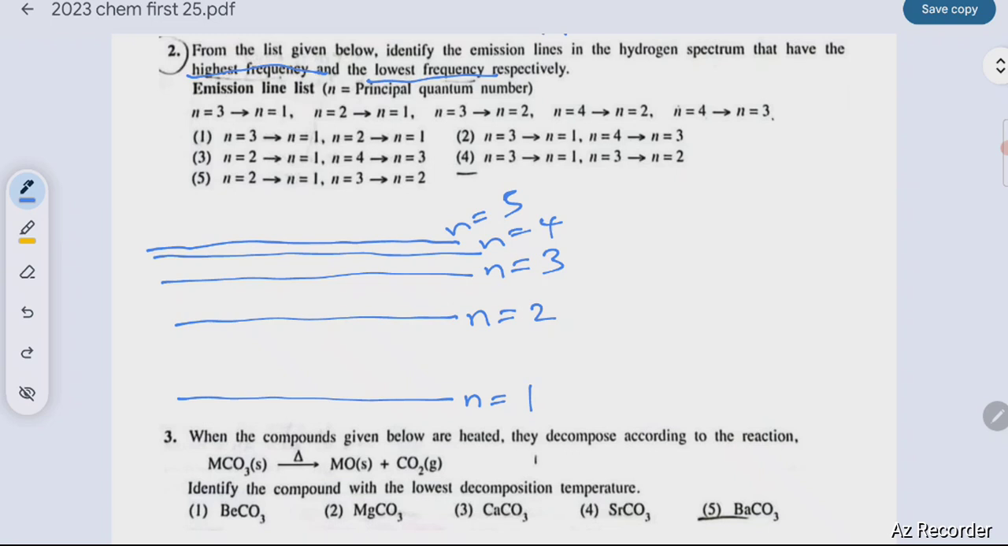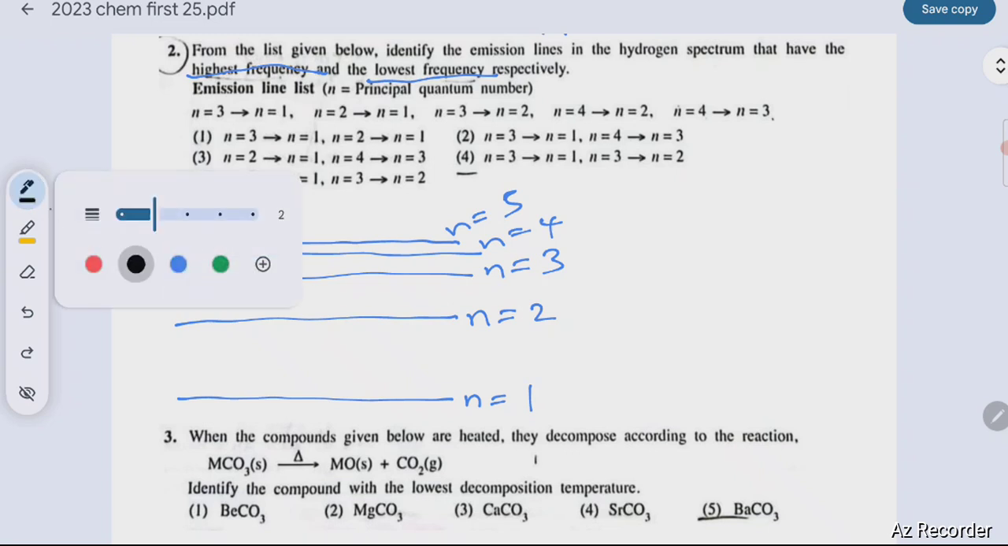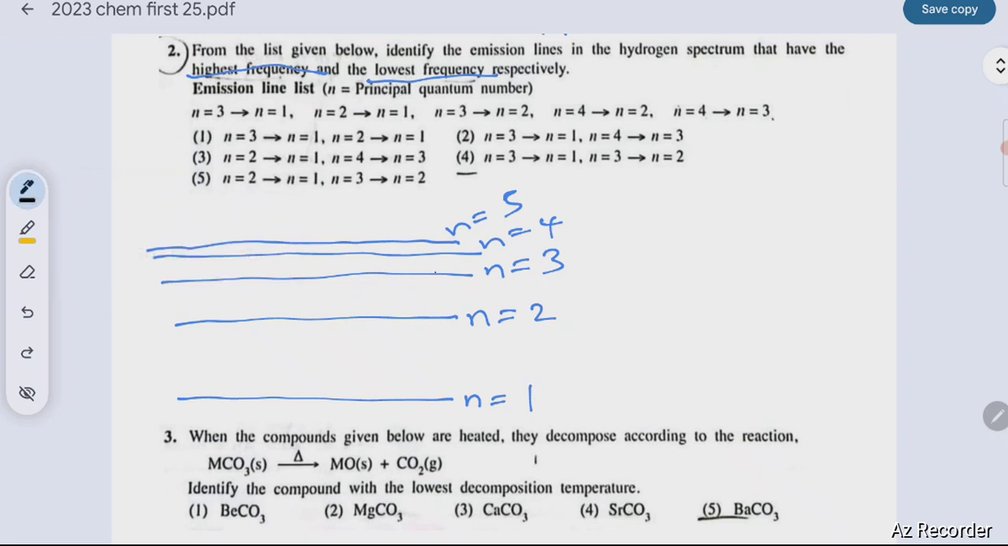Right? Now we can plot the energy levels. First one, they have given 3 to 1. Next, they have given 2 to 1. Next, 3 to 2. Then 4 to 2. Then 4 to 3. So these are the energy levels. So these are the emission lines they have given.